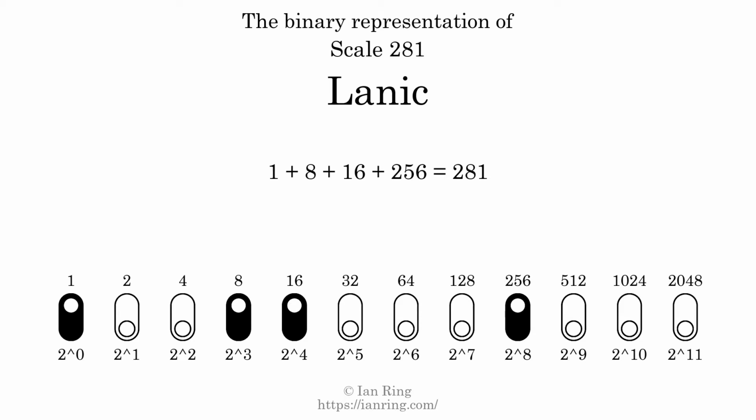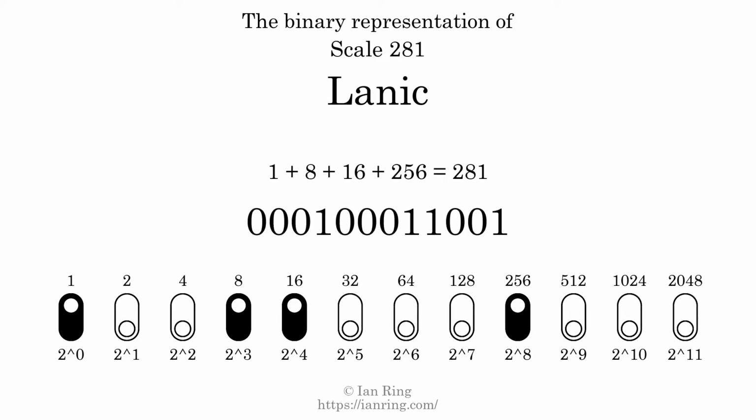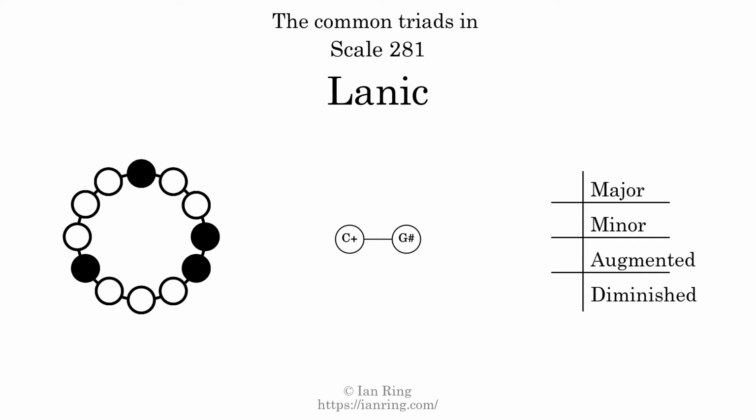The scale number not only enumerates the scale with a unique index, but it also literally describes the tonal content of the scale. Represented as a binary number in base 2, the scale number is 0001000110001. Here are the common triads present in this scale.